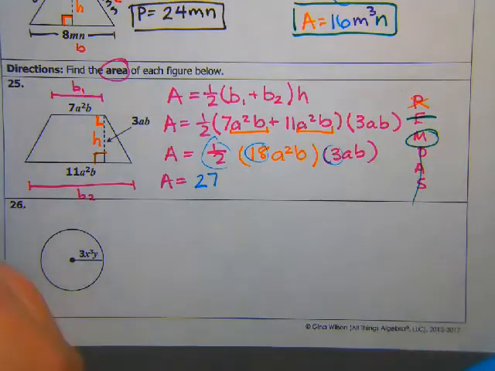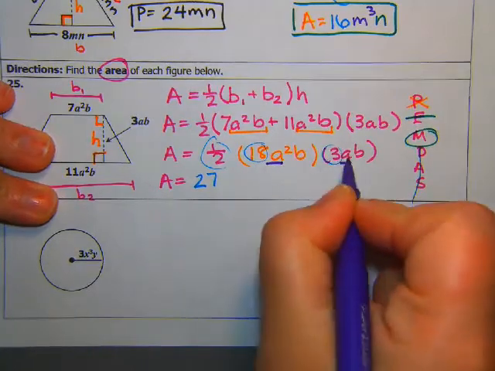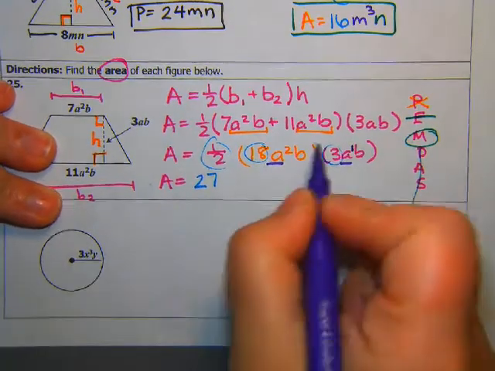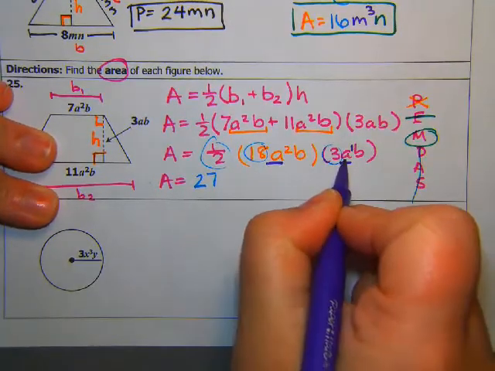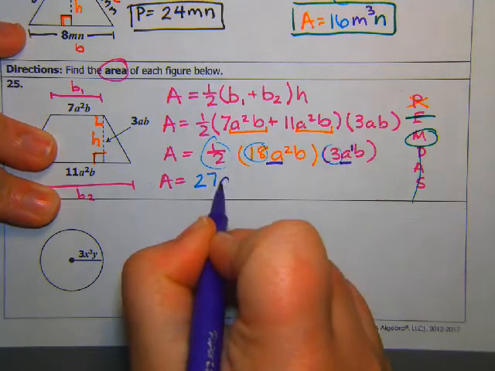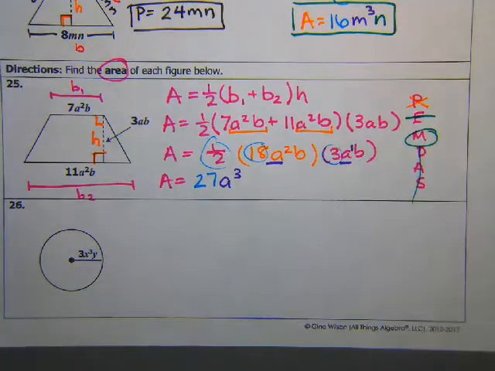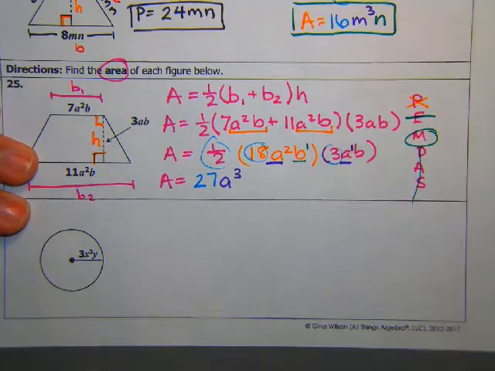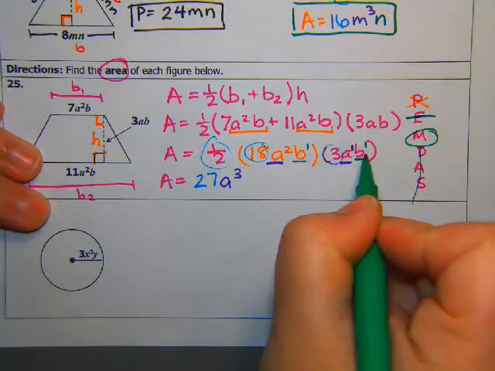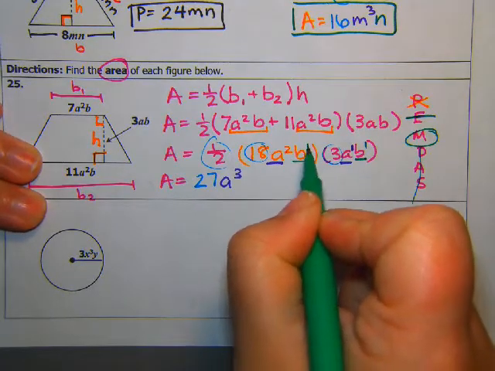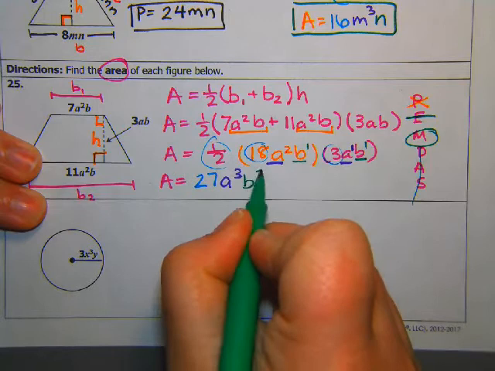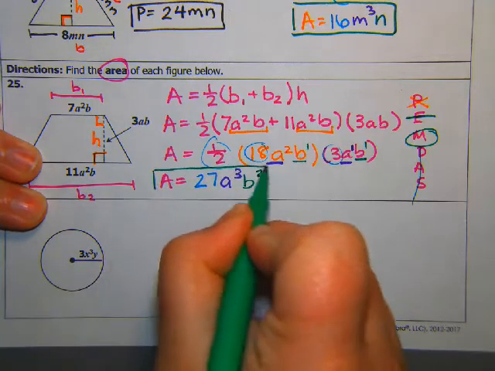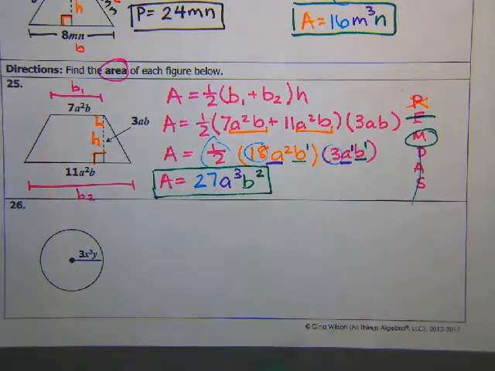Then I'm going to combine my a's. So I have a squared, and this one must be a to the first. Well, I add those. So a squared, a to the first, 2 plus 1 is 3, a cubed. And then lastly, I have b to the first and b to the first again. So when you do b times b, now I have b squared because 1 plus 1 is 2. So my final answer is that the area is 27a cubed b squared.